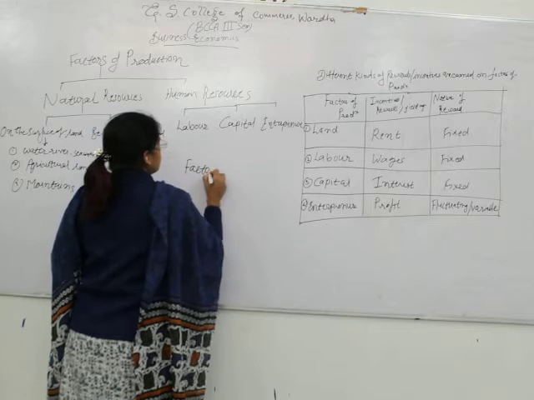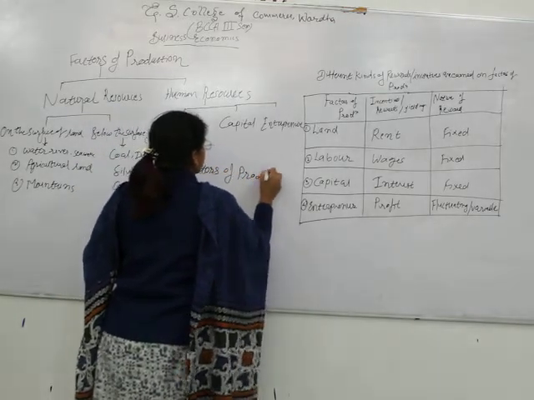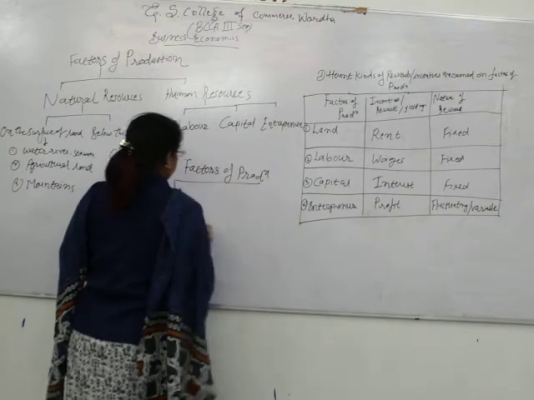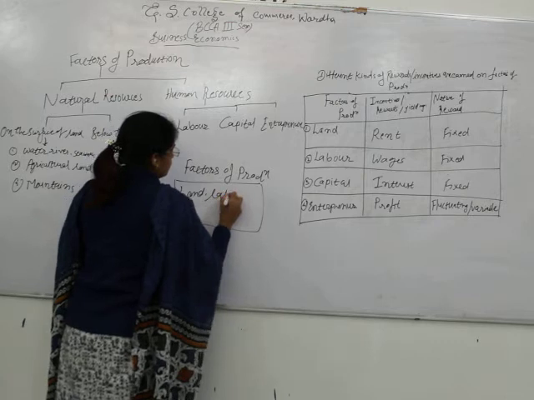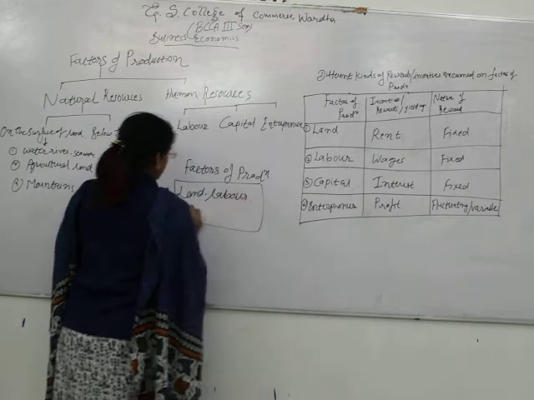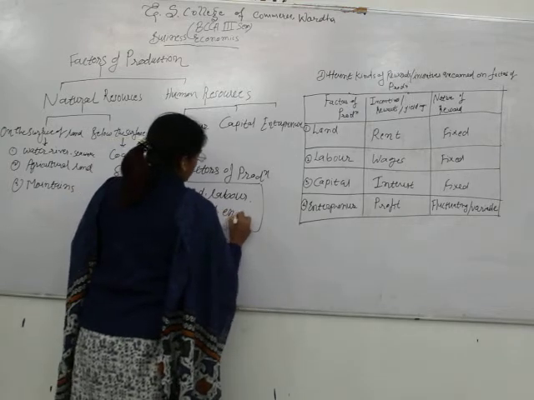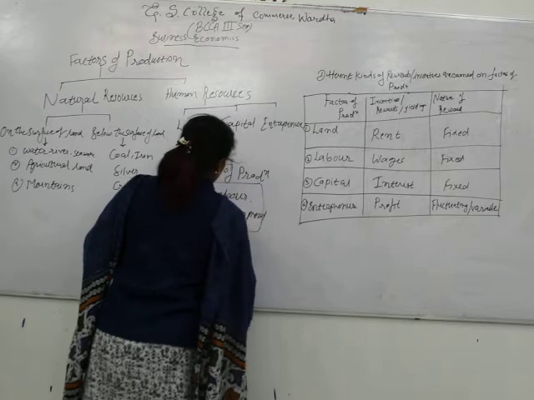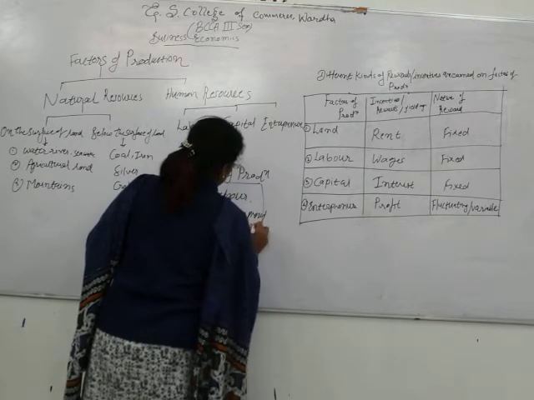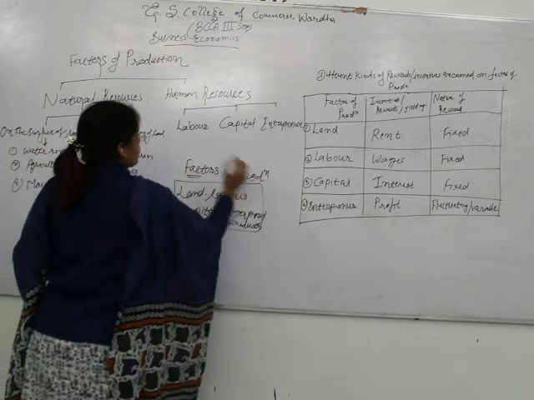Factors of production, what are these? Main: land, labor, capital and entrepreneur or a producer. These are the main factors of production.